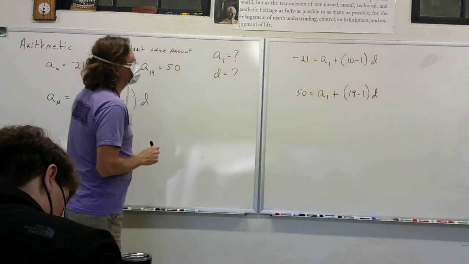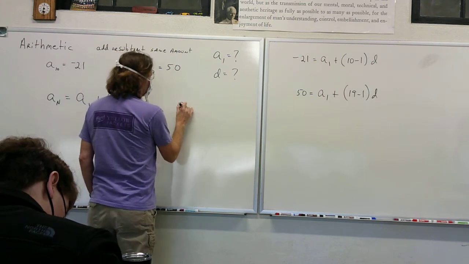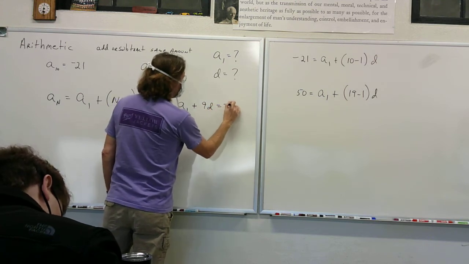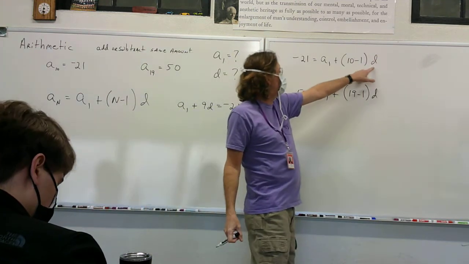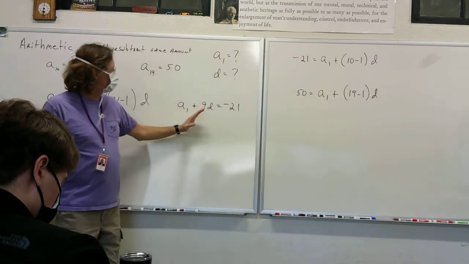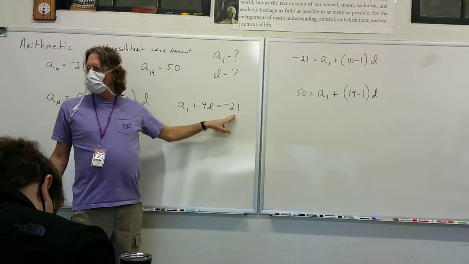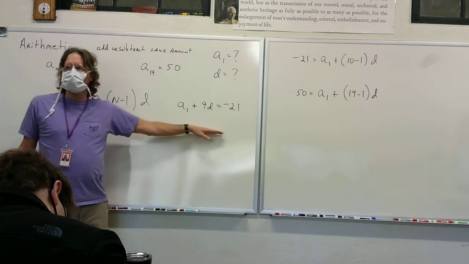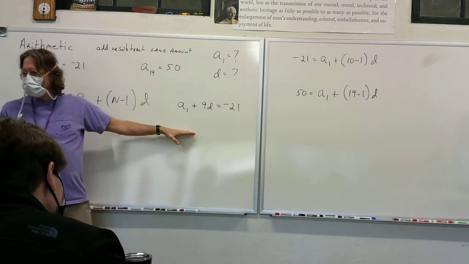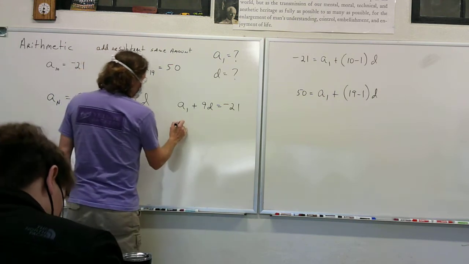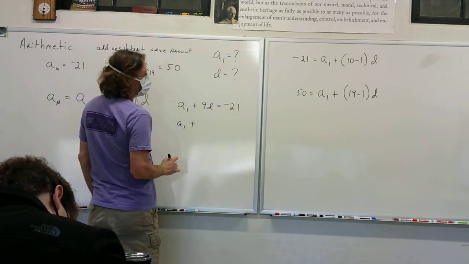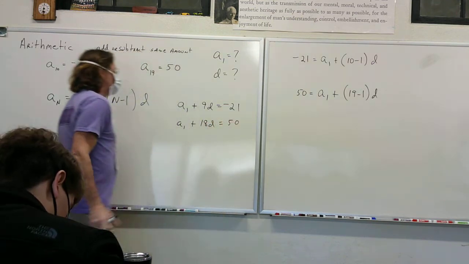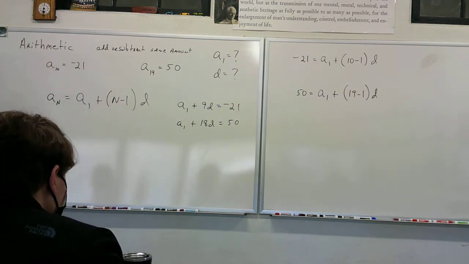When your Algebra 2 teacher was just going nuts about teaching you how to solve systems of equations, this is why. And I'm going to go ahead and change the order a little bit. I'm going to simplify that and make that 9d. So I get a sub 1 plus 9d equals negative 21. Is that all right? What am I trying to do? I'm trying to put it in the pattern that you've seen before, right? And then the bottom would be a sub 1 plus 18d equals 50. I can't believe I made up a problem that nice. You solve the system of equations, and you're on your way.